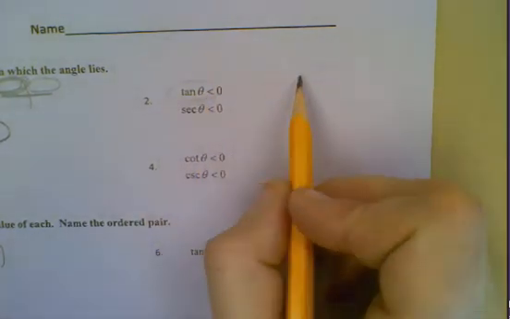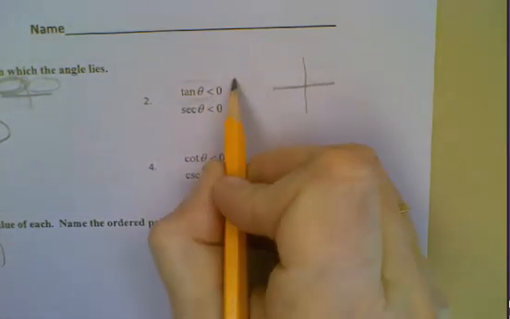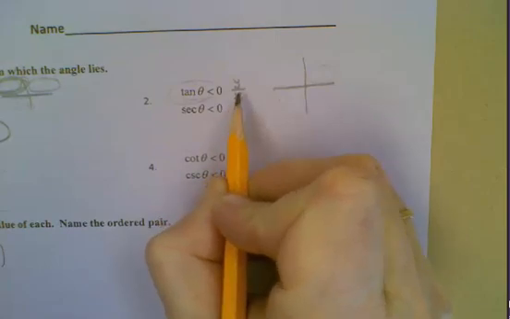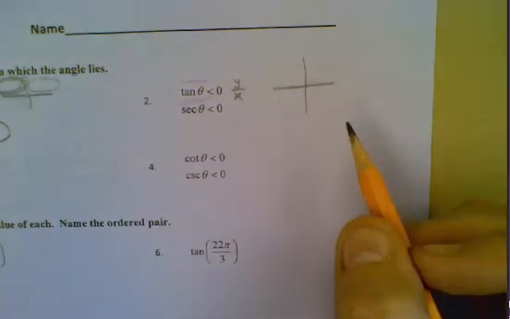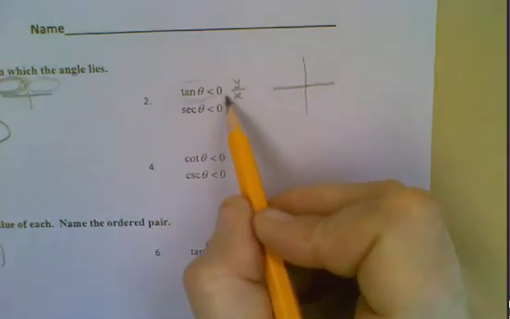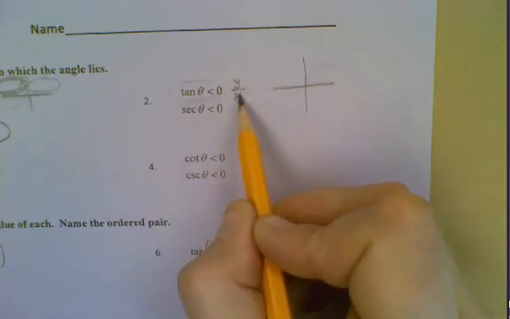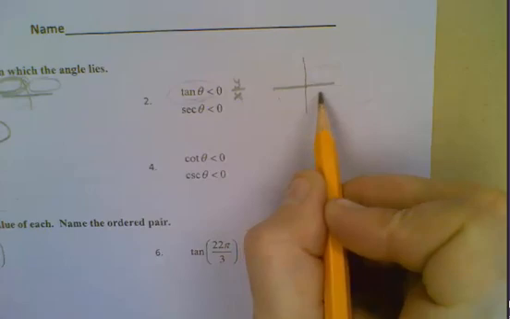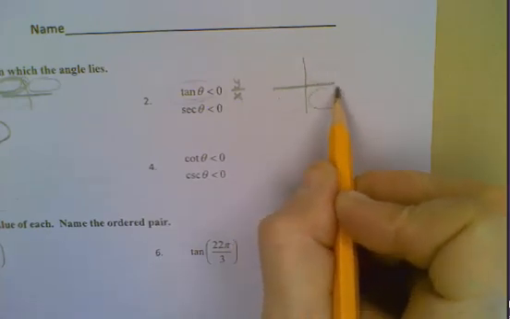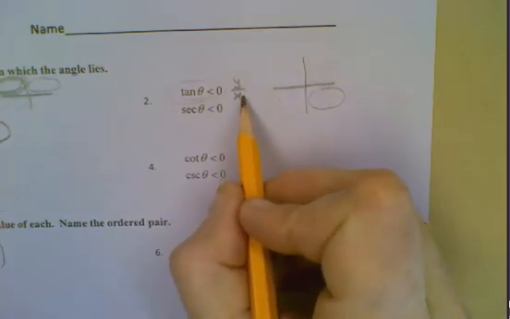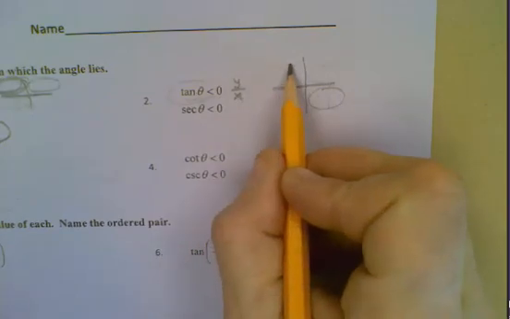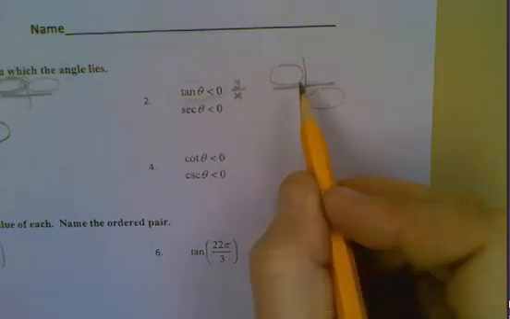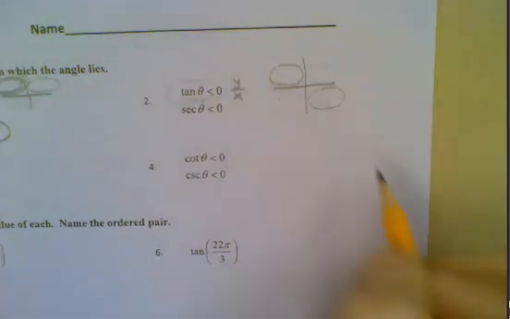So when it says the tangent is less than 0, tangent is the sine over the cosine, so it's y over x. For that fraction to be negative, less than 0, one of those two things has to be negative. So I could have a negative y and a positive x. That would put me down here. I could have a negative x and a positive y. That would put me in the second. So tangent is less than 0 in those two quadrants.